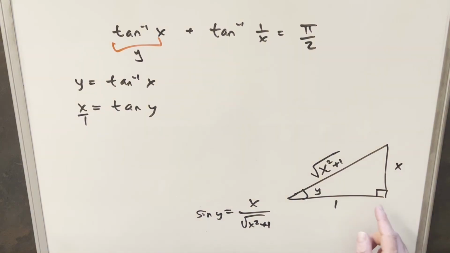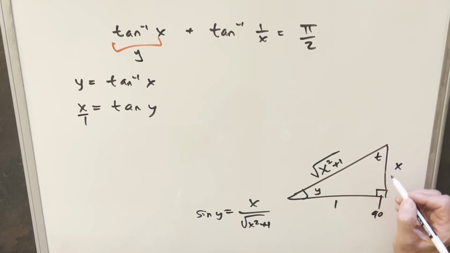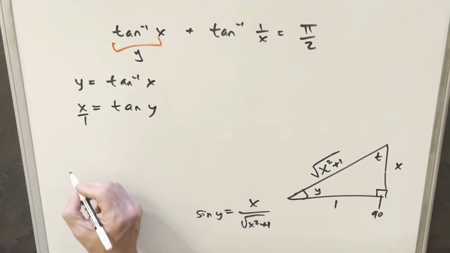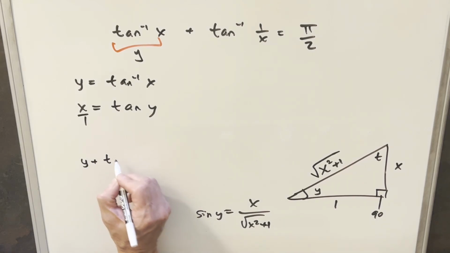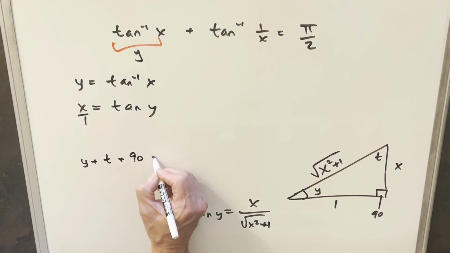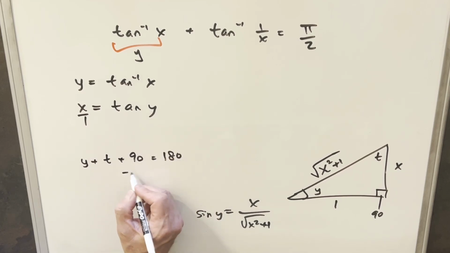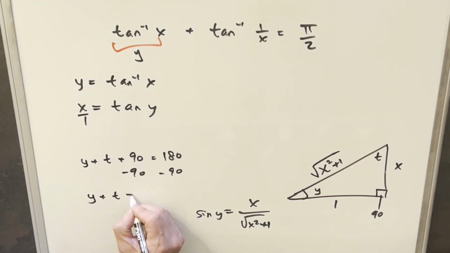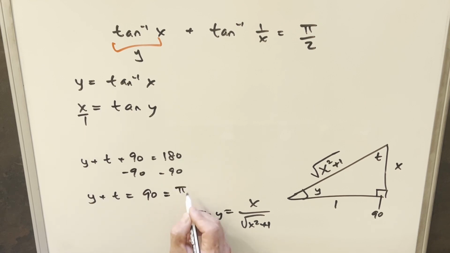But what I want to do from here, of course, it's a triangle. We have 3 angles. We know that this, our right triangle, this one's going to be 90. And then we'll just label this angle t. Now, because the sum of the angles of a triangle is always 180, we can also say that y plus t plus 90 equals 180, but then we could subtract 90 from both sides, and then we could say that the angles y plus t equal 90 degrees, or in radians we can write this as pi over 2.